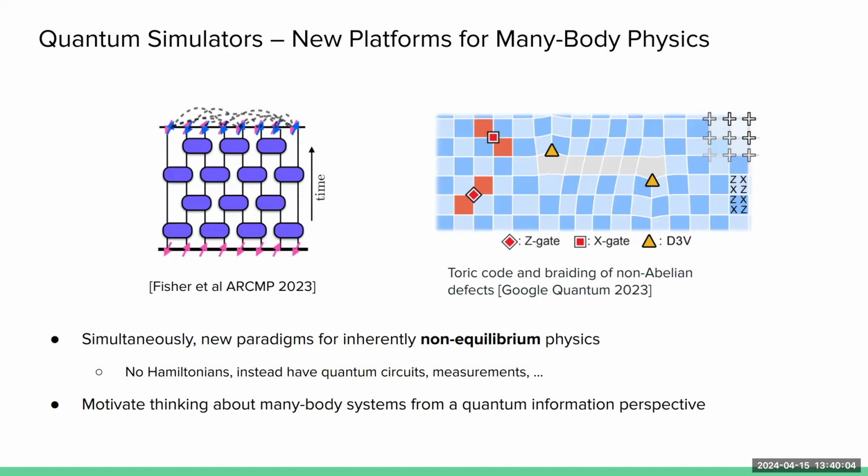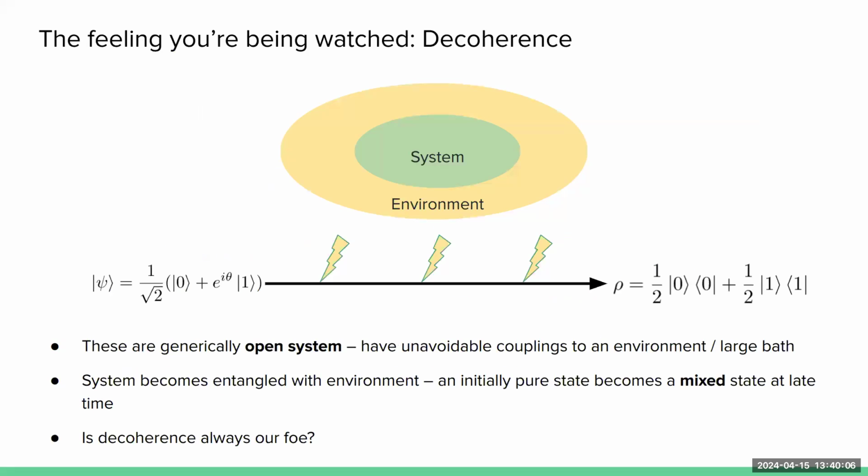But with that said, there's no such thing as a free lunch, and one has to keep in mind that many of these systems are inherently open. That's to say, there's some unavoidable coupling of the system to some large environment or thermal bath. And so generically, even if you start with some interesting pure state, the coupling to the environment will inevitably result in the system becoming a mixed state due to the coupling with the environment.